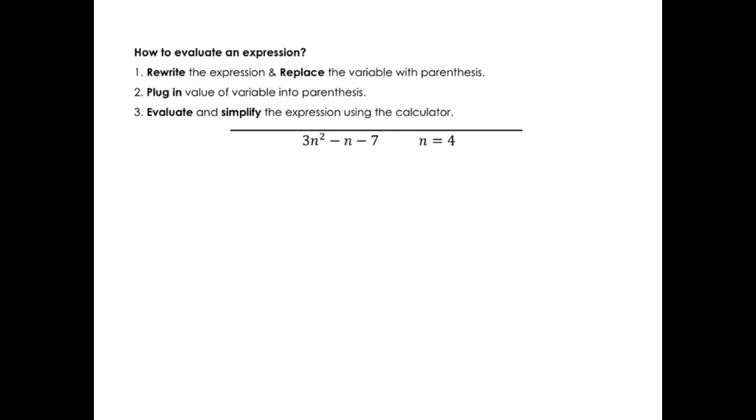So here we have a bit of a more complicated expression, just because there's an exponent and there are more terms.